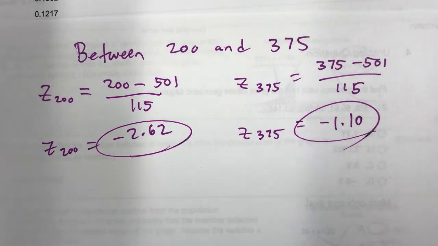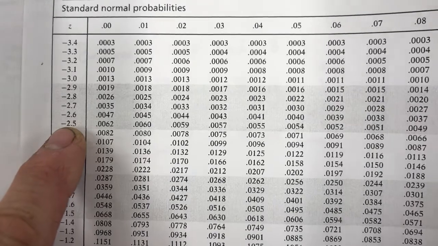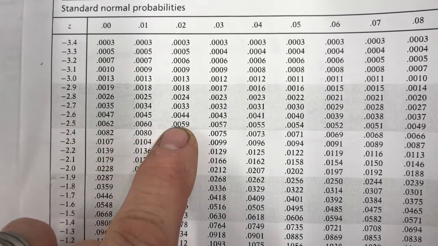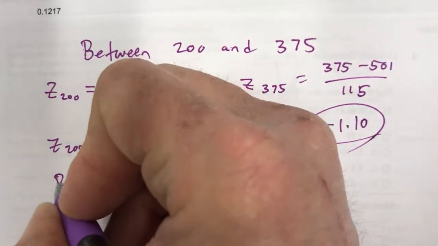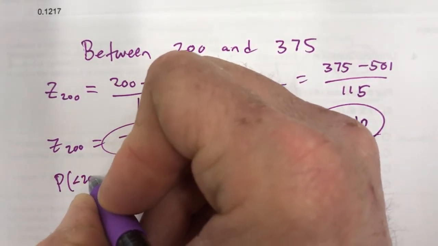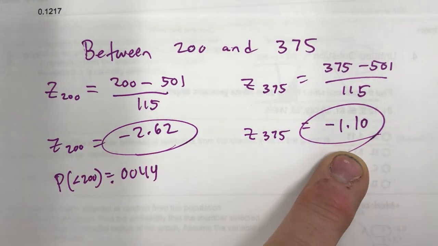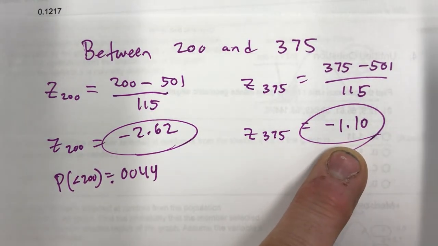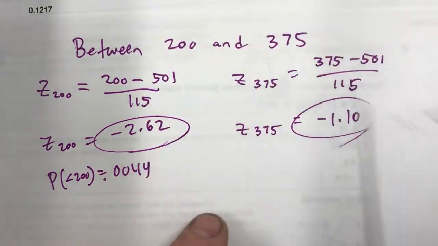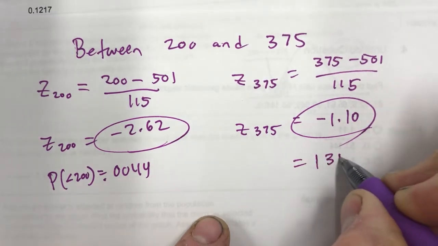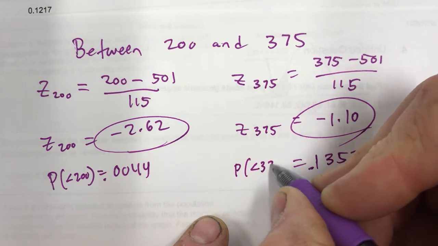All right, negative 2.62: negative 2.6 is right there, 0.02 right there, 0.0044. That's my probability that they're less than 200. All right, look this up on the table. Negative 1.10. Negative 1.10 is 0.1357. So that's the probability that it's less than 375.